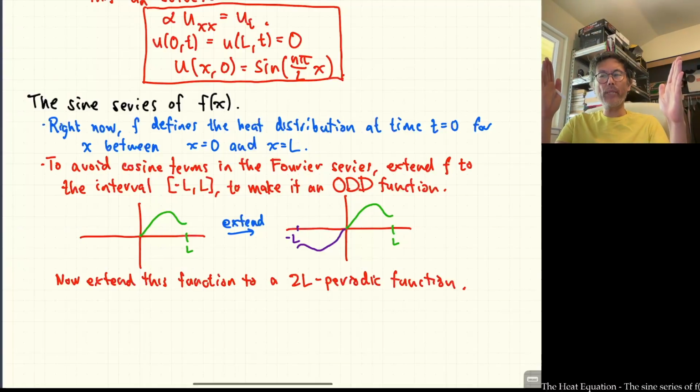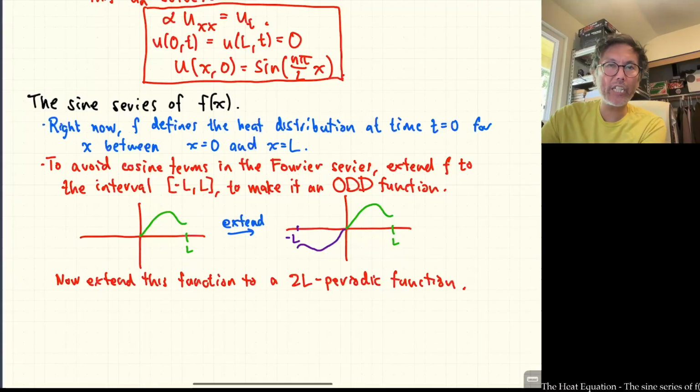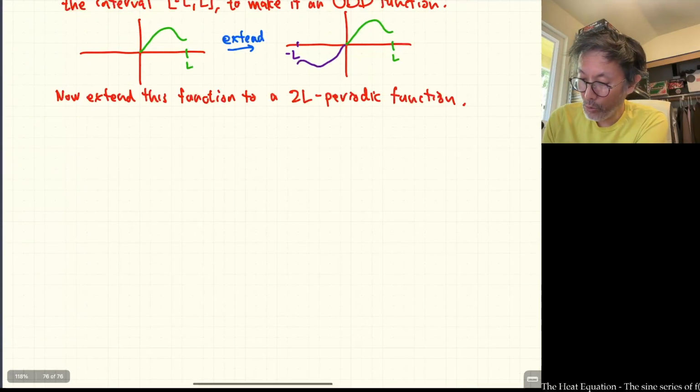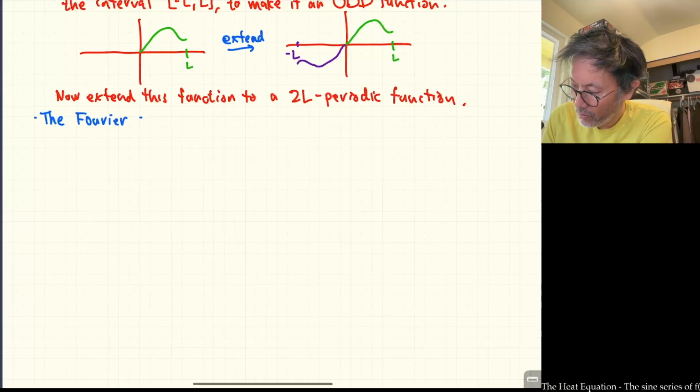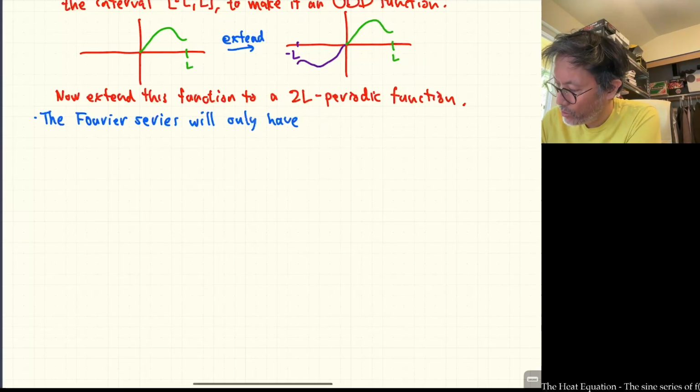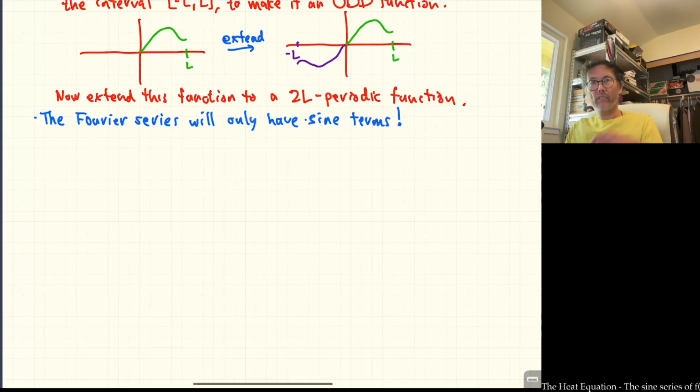So we're going to copy this picture between negative L and L and just copy it every 2L units, both in the positive direction and in the negative direction. I won't try to draw that because I'm not good at drawing. Okay? You're going to use your imagination. All right. Then, crucial insight, the Fourier series will only have sine terms. Okay? This is amazing. Why?